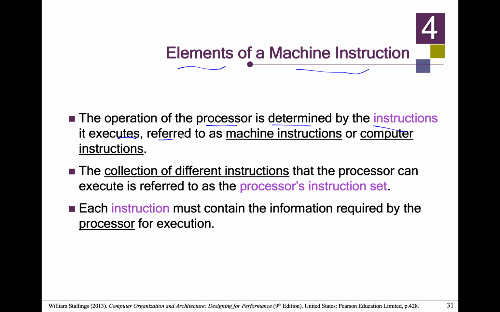So they are also referred to as machine instructions or computer instructions. The collection of different instructions that the processor can execute is referred to as the processor instruction set. And each of the instructions must contain the information required by the processor for execution. So it's better we look into the examples.